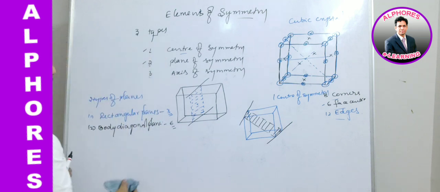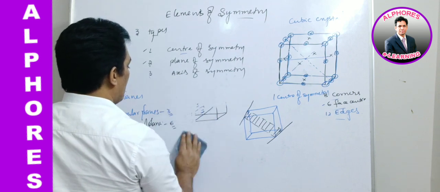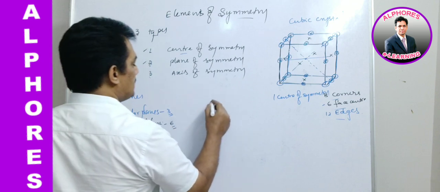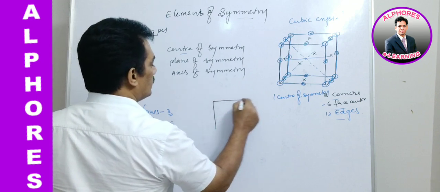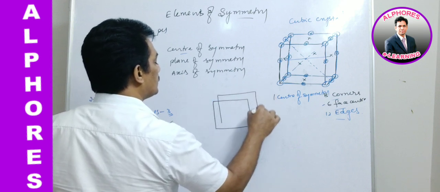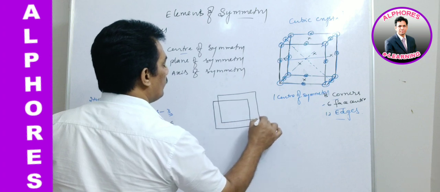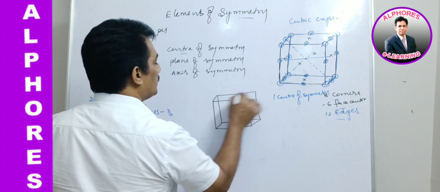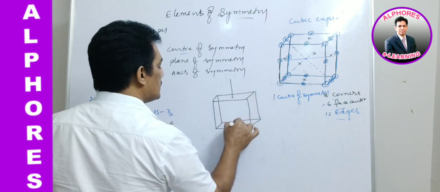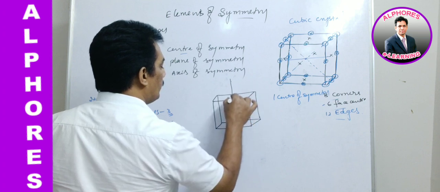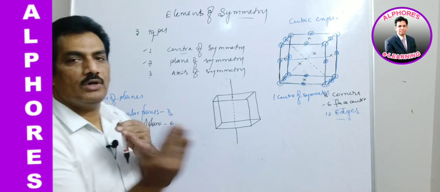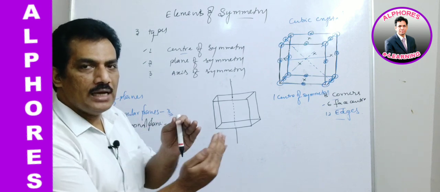And now coming to axis of symmetry. Axis of symmetry is nothing but an imaginary line. An axis is an imaginary line that passes through the center of the object, and around which, if we rotate the object or the crystal, it gives similar appearances when we rotate that object at certain angles.